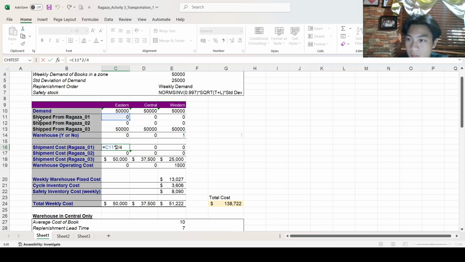getting the ship from the eastern part times 2 quarters divided by 4. And then this one, which came from the central part, times 3 divided by 4, and then times 4 times the units from the ship from the western part divided by 4.